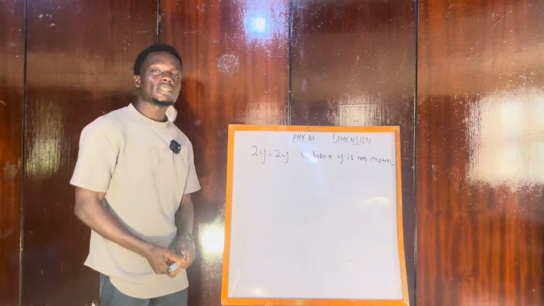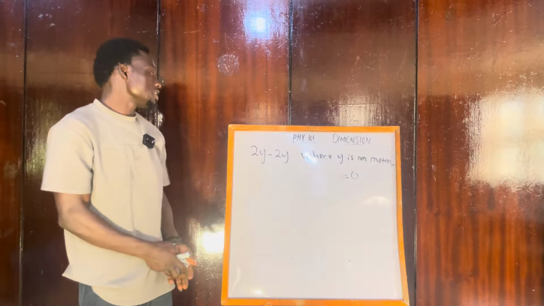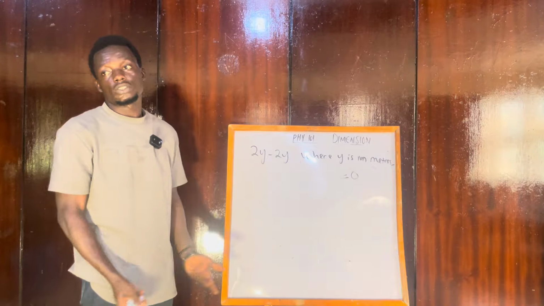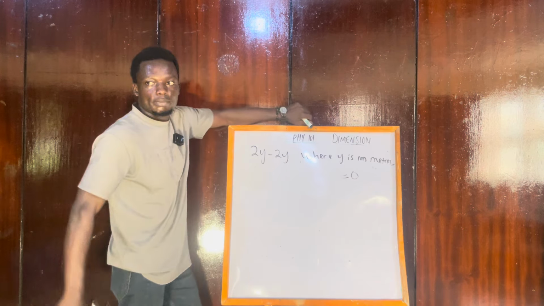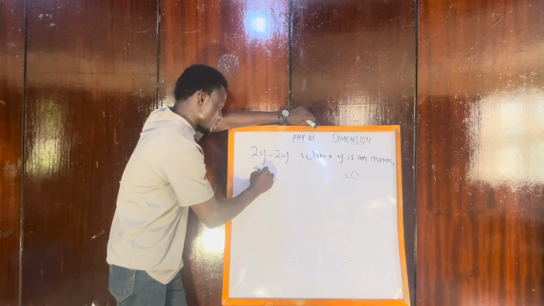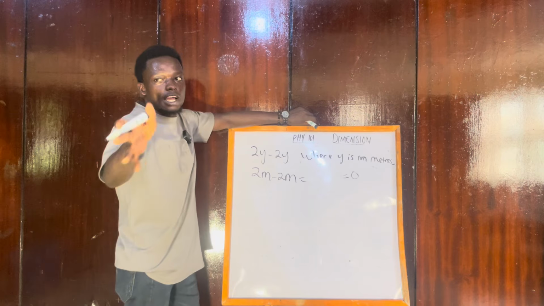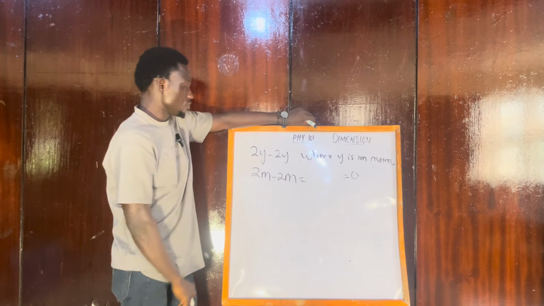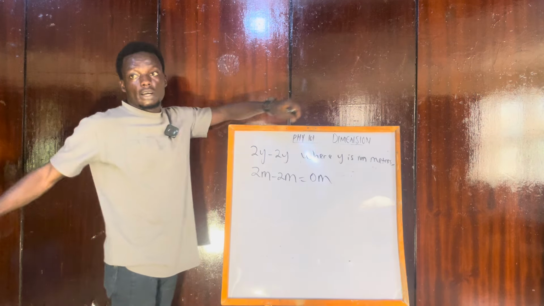Now, you'll be tempted to say the final answer you are going to get is 0. Mathematically, if you subtract 2y from 2y, you are going to get 0. But as far as dimension is concerned, since our y is still in meters, we can conclude that this is 2 meters minus what? 2 meters. For dimension, this is just the easiest way to do it. 2 meters minus 2 meters, you are going to get what? 0 meters. Am I right?